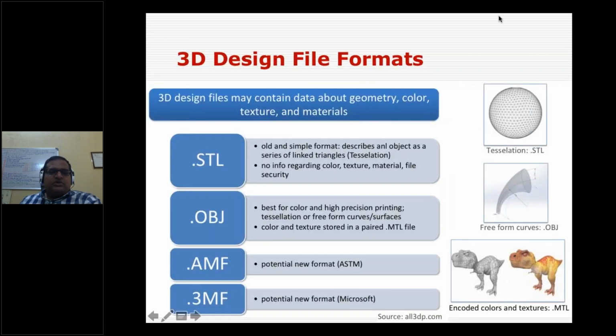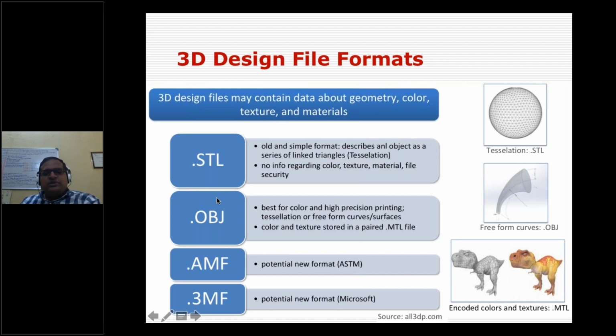So I want to put up some of the data file formats. STL, as we know, is a de facto standard. It is a bold and simple format which describes the object as a series of linked triangles, or a tessellation, which you can see here, with no information regarding color, texture, material, and file security. So these are the issues in STL.